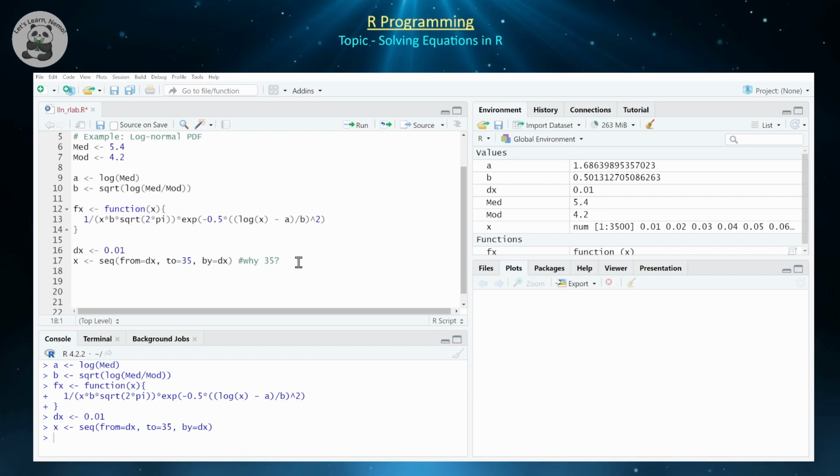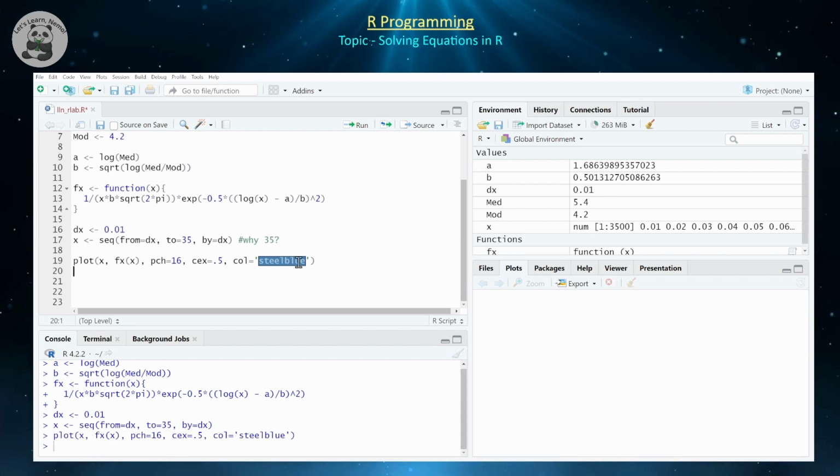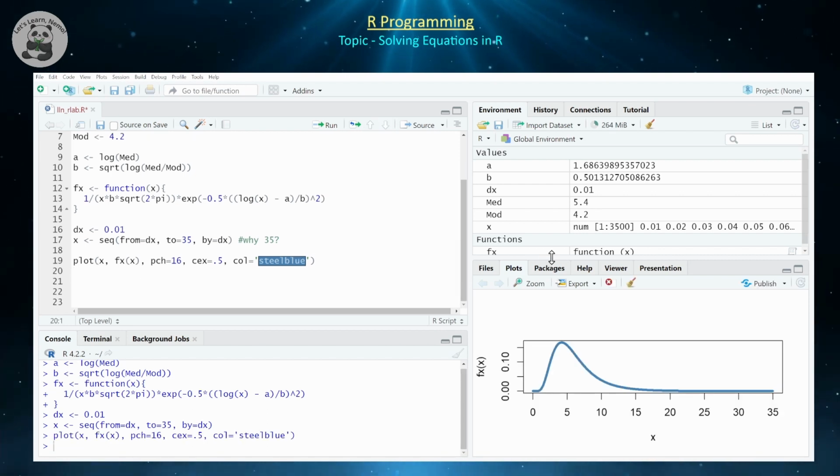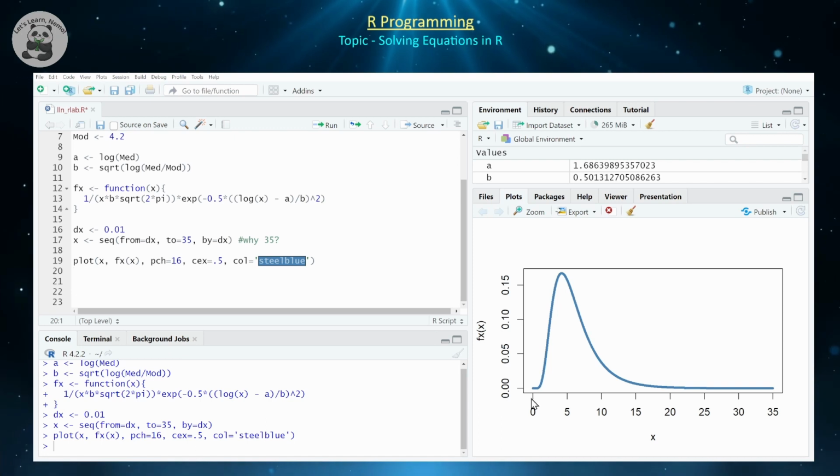All right, so if that is the case, let us plot our curve. Let's plot our x values on the horizontal, fx of x on our vertical, and then pch of 16, that's going to give us some small circles, cex of 0.5, and then color is equal to steel blue. Right? So that is going to give us the graph of our probability density function. Now keep in mind the highest value here is approximately like 0.18 or something like that.